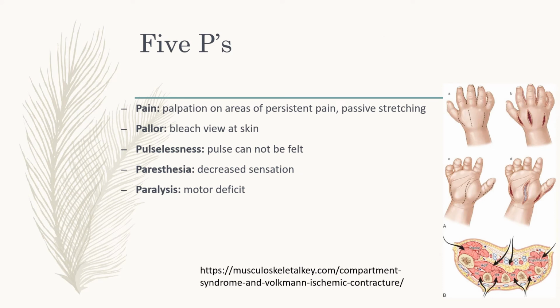There are 5 P's to Volkmann's contracture. First is pain, upon palpation of the areas of persistent pain with passive stretching. The second is pallor, which is a bleached view of the skin. The third is pulselessness, which means a pulse cannot be found. Fourth is paresthesia, which is decreased sensation. And the fifth is paralysis, which is motor deficit.